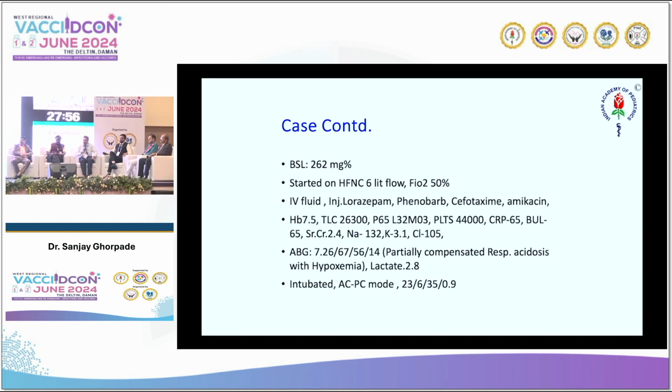Initially, child was admitted in PICU, started on HFNC, IV fluids, anticonvulsants given. Baseline antibiotics started with cefotaxime and amikacin. Initial CBC profile was Hb 7.5 with the total count on the higher side, 26,300. Platelets 44,000. CRP was too high at 65. Urea was 65, creatinine was 2.4. I think this is an AKI also. With hyponatremia, sodium 132 and potassium 3.1. Hypokalemia is there. ABG suggestive of partially compensated respiratory acidosis with hypoxia. So child was intubated and put on the mechanical ventilator.